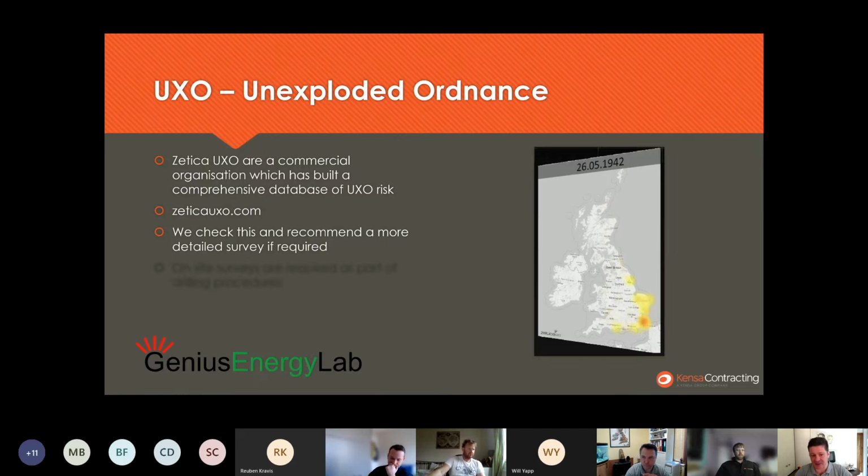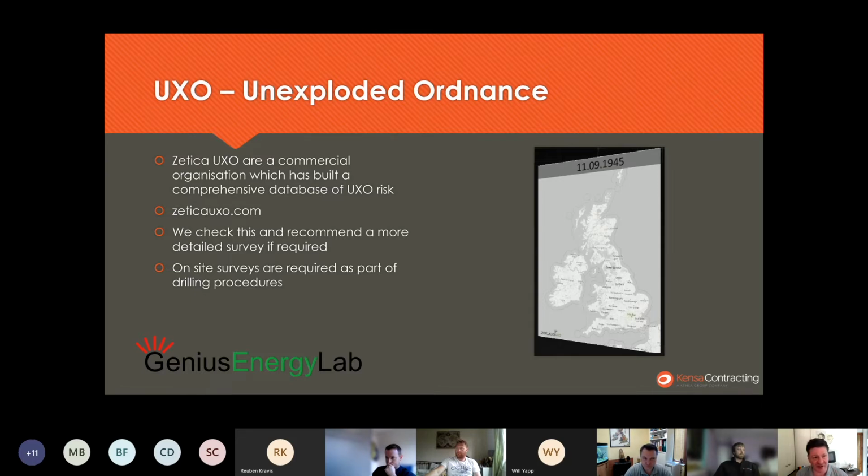That more detailed survey could be on site, and actually as part of the requirements that drillers have to meet before they drill a hole in the ground, they do have to scan the site for services, and in many cases that would turn up something metal in the ground, like an unexploded bomb. In extreme cases, maybe in the East End of London, for example, in sites that haven't been previously cleared, there might be a need for a full on-site survey, and Zetica again do that service for you. A great company to work with, I've worked with them for many years, and they've got a great reputation for their records and the quality of their service.